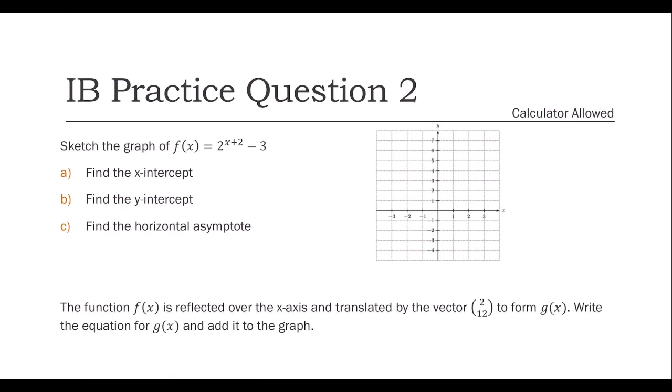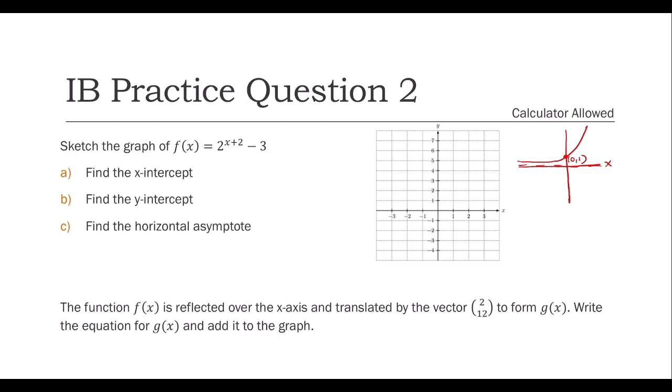Now we have our second IB practice question. It says sketch the graph of f of x equals 2 to the x plus 2, minus 3. And then find the x-intercept, y-intercept, and horizontal asymptote. So 2 to the x would have a horizontal asymptote at y equals 0. And it would have a y-intercept at (0, 1), and look kind of like this.